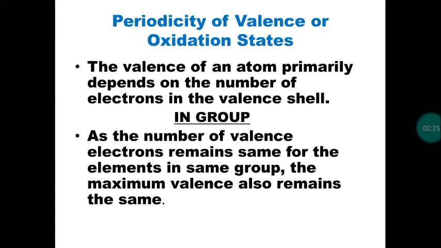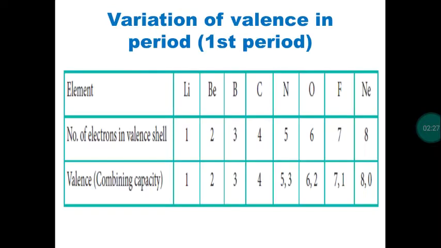So we may consider second period elements. What are the second period elements? Lithium, beryllium, boron, carbon, nitrogen, oxygen, fluorine, neon. For each element, we know the atomic number. Lithium atomic number 3, beryllium 4, boron 5, nitrogen 7, oxygen 8, fluorine 9, neon 10.